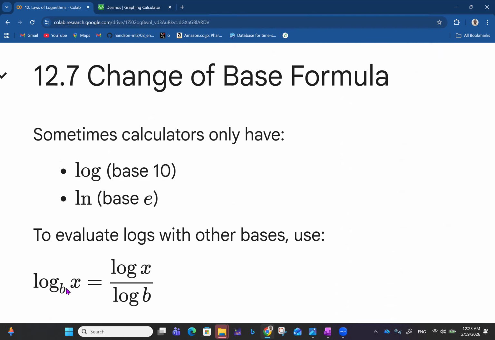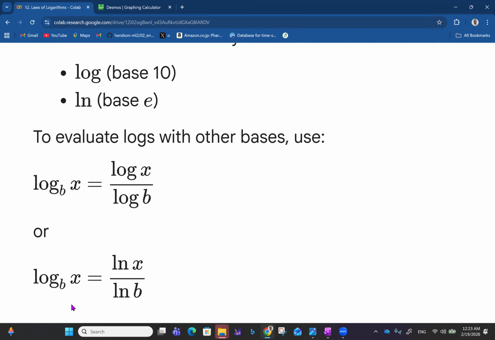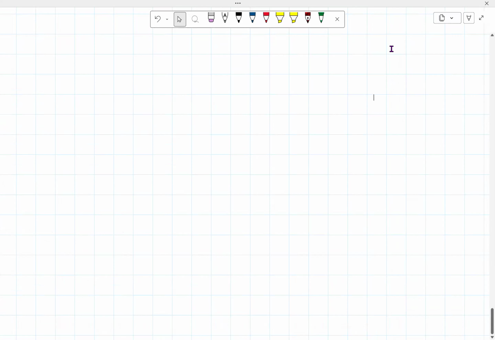For instance, you want to evaluate log x to base b. Generally speaking, log x to base b is the same thing as log x over log b in base 10. Or you can say log x to base b is the same thing as ln x all over ln b. Anyhow you want to do that. Well, that may not be so clear, but I think I should clarify.